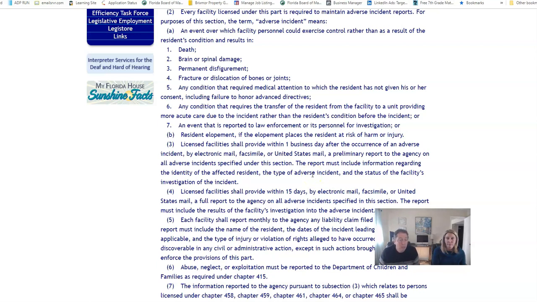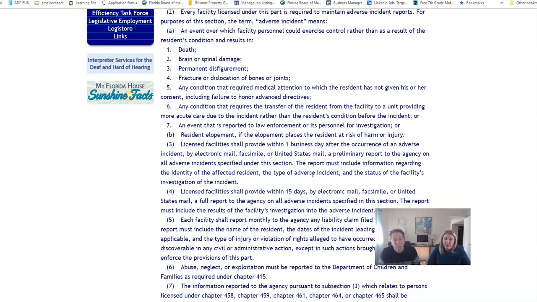Okay. Any condition that requires the transfer of the resident from the facility to a unit providing more acute care due to the incident rather than the resident's condition before the incident. You want to take over here? Or number 7, an event that is reported to law enforcement or its personnel for investigation. Resident elopement, if the elopement places the resident at risk of harm or injury. And remember, you're supposed to be doing your elopement drills and training your staff on this too.